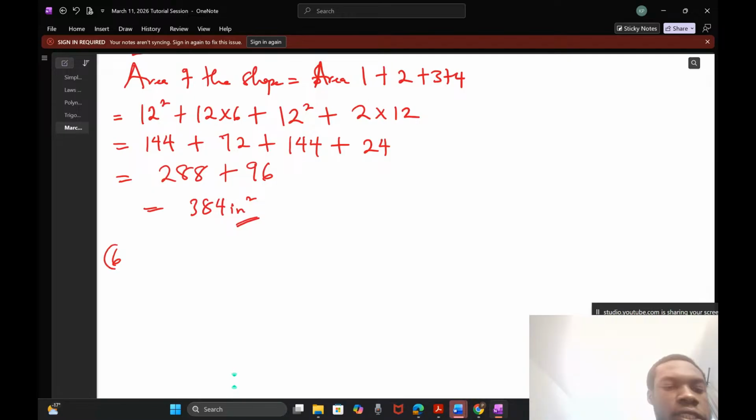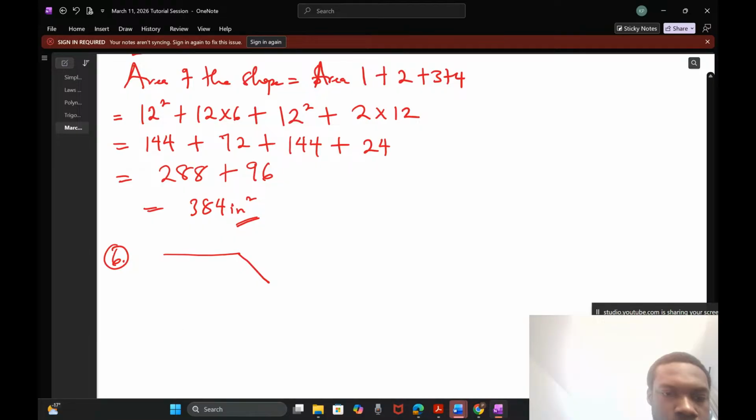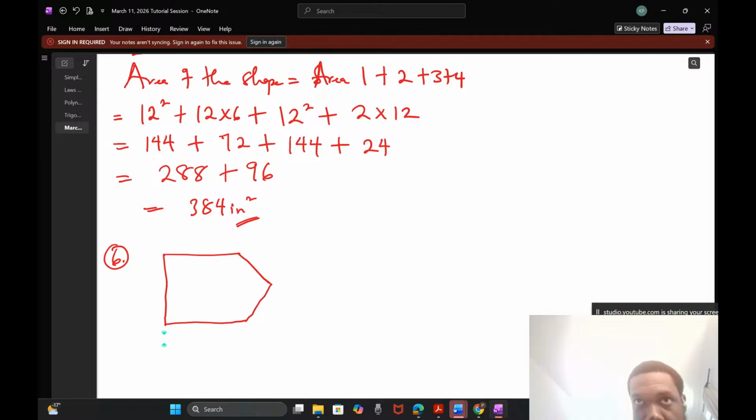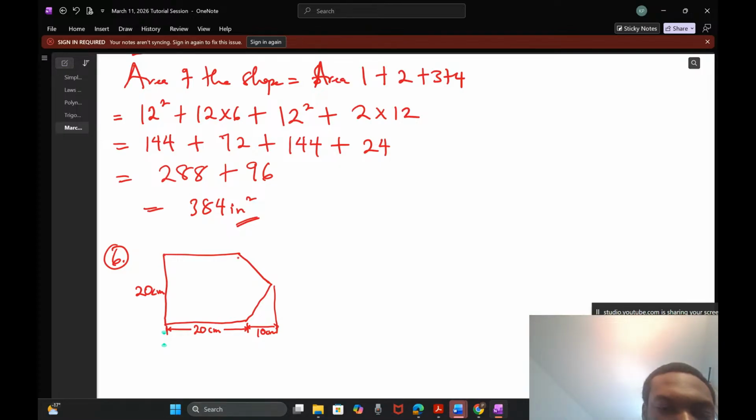So we have another shape that looks like this. This is 10 centimeters. This is 20 centimeters. So let's use a broken line to connect this open space here. That's how you can get the area of the total shape.